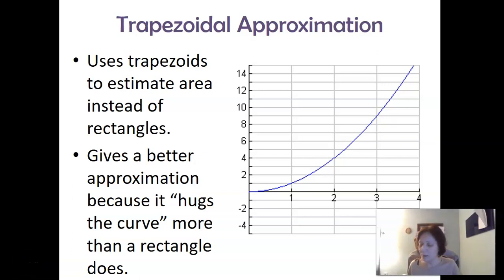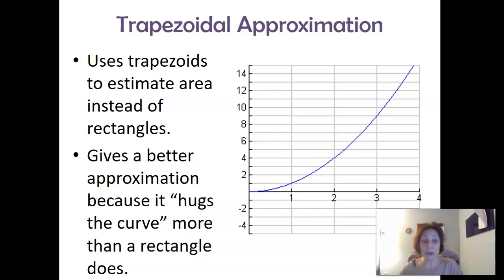Let's talk about trapezoids. This is another method of approximation that we're going to talk about. It is not a Riemann sum. Riemann sums are all rectangular approximations, so this isn't a RAM per se. It is, however, another way to approximate the area under the curve.